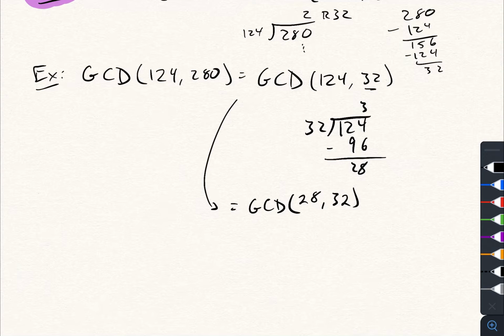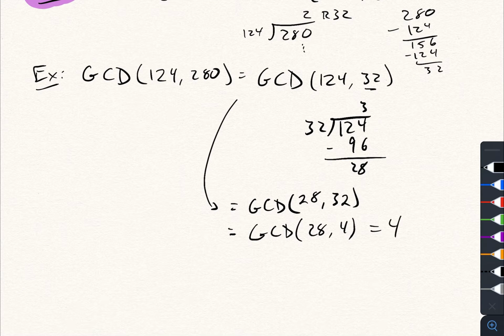So you could keep doing this. You could subtract 28 from 32. You see that's going to be 28 and 4. And what's the GCD of 4 and 28? That's really easy to see because 4 divides 28. So 4 is a divisor of both 4 and of 28, so that has to be the biggest one because, I mean, it can't get bigger than 4.